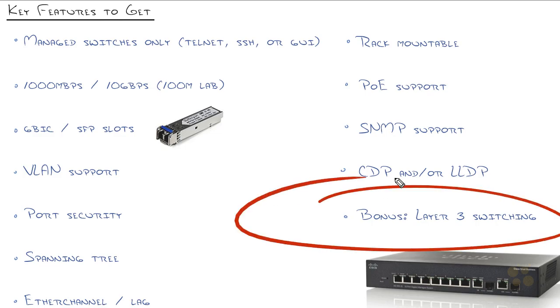Now I'll mention the bonus feature at the very end, Layer 3 switching. Actually, the Cisco SG300 10-port has this feature. It allows the switch to be a router. We're not going to do much of that in this series, if at all. But it's a really cool feature to have when you graduate to larger switch networks.